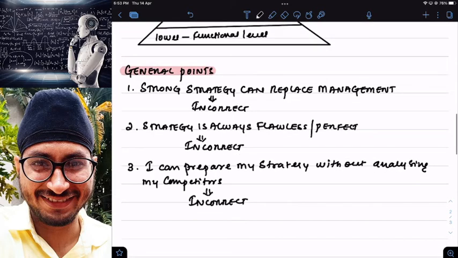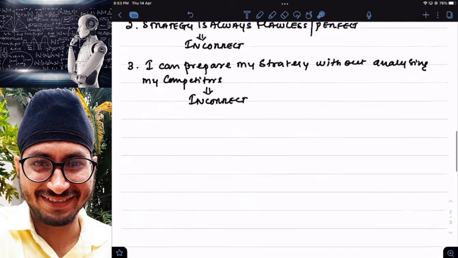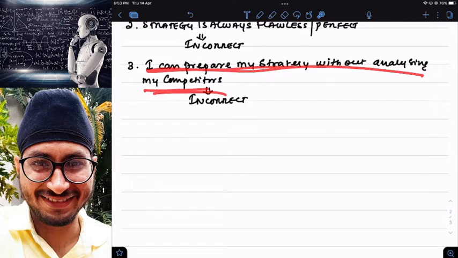Clear? So point number one, sir: strategy cannot replace management. Management also cannot replace strategy. I need both strategy and management. And strategy may not always be perfect, right? Sometimes it may be perfect. Sometimes there might be some problems in my strategy because of which I may not be successful. And no, I cannot prepare my strategy without analyzing my competitors. First, analyze what my competitors are doing, what products they are launching, what services they are providing, how many customers they have, what is their advantage, what is their disadvantage. Analyze everything, then only prepare my strategy.